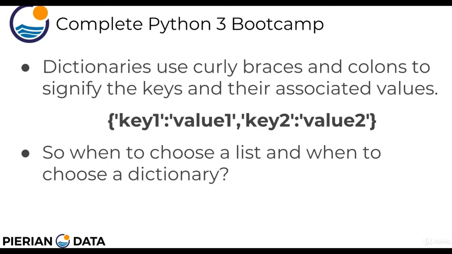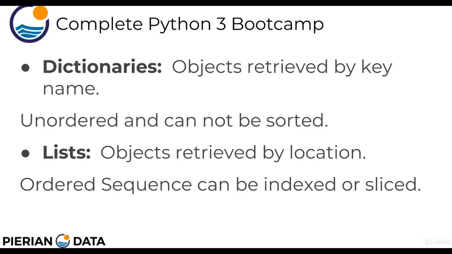key-value pair. Now the question always arises, when do we choose a list and when do we choose a dictionary? Well, dictionaries have objects retrieved by a key name. And dictionaries are unordered and cannot be sorted. So a good time to use a dictionary would be when you want to quickly retrieve a value without needing to know its exact index location. Now that's a really nice feature of a dictionary, the fact that you don't need to know where something is in the actual dictionary to call it, you just need to know the key-value pair.